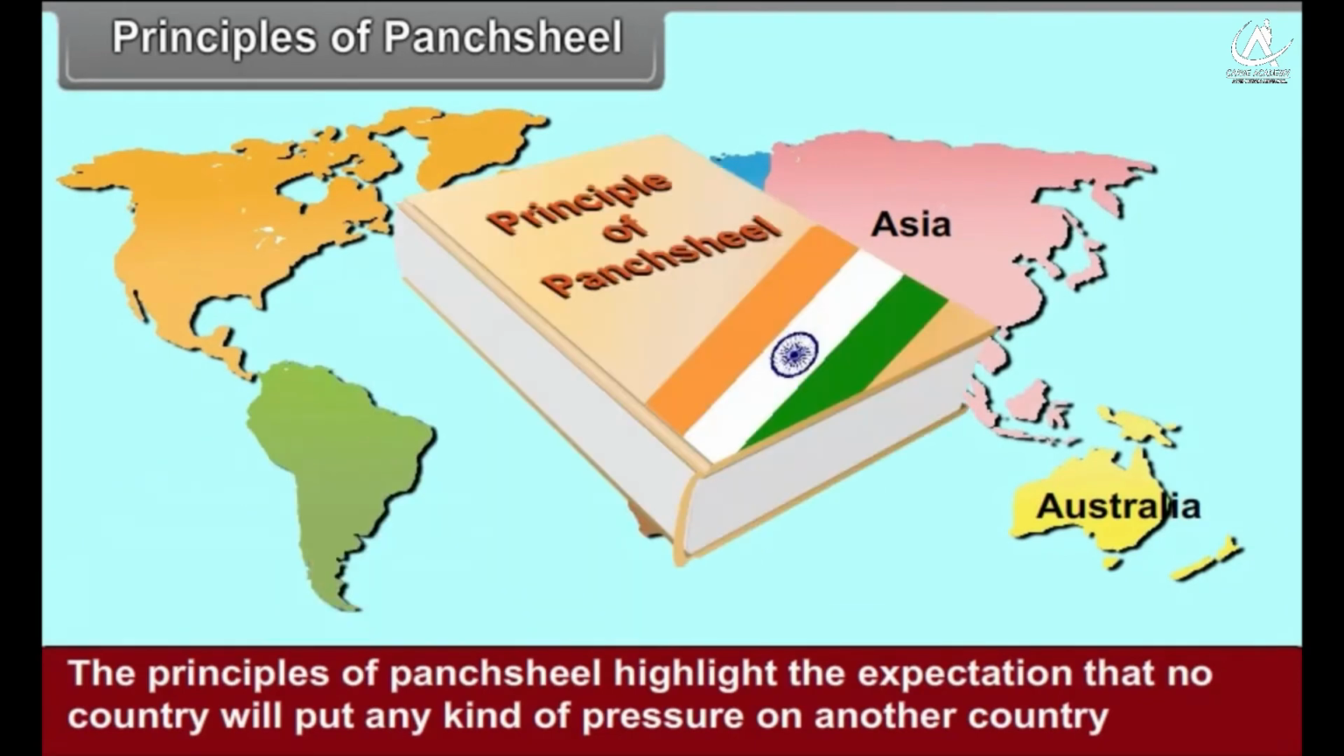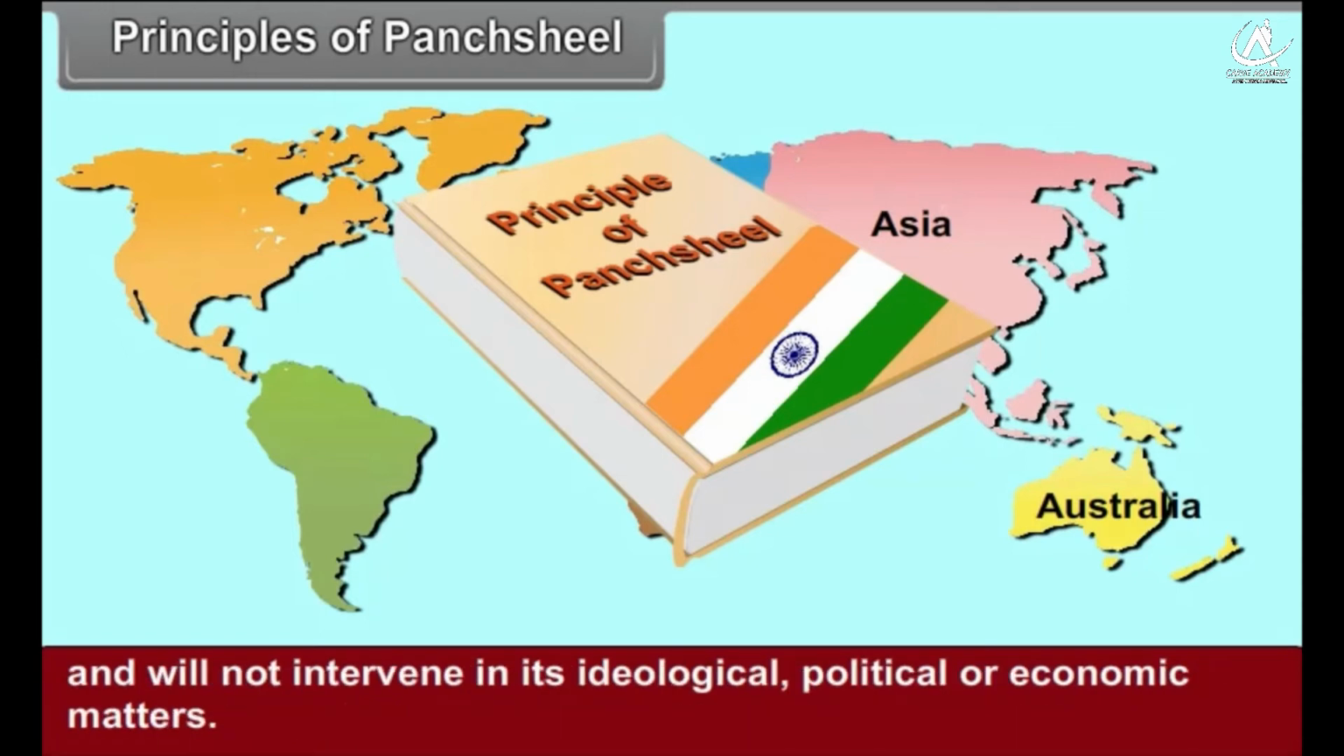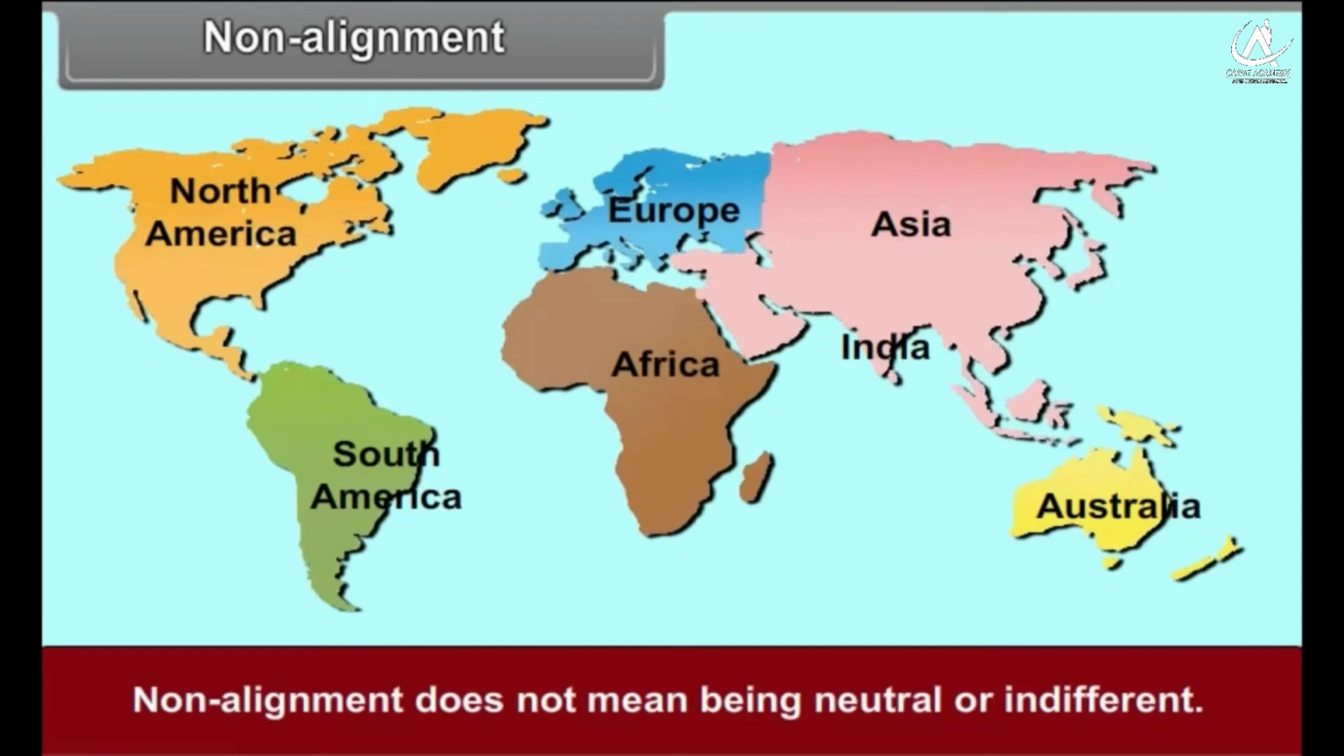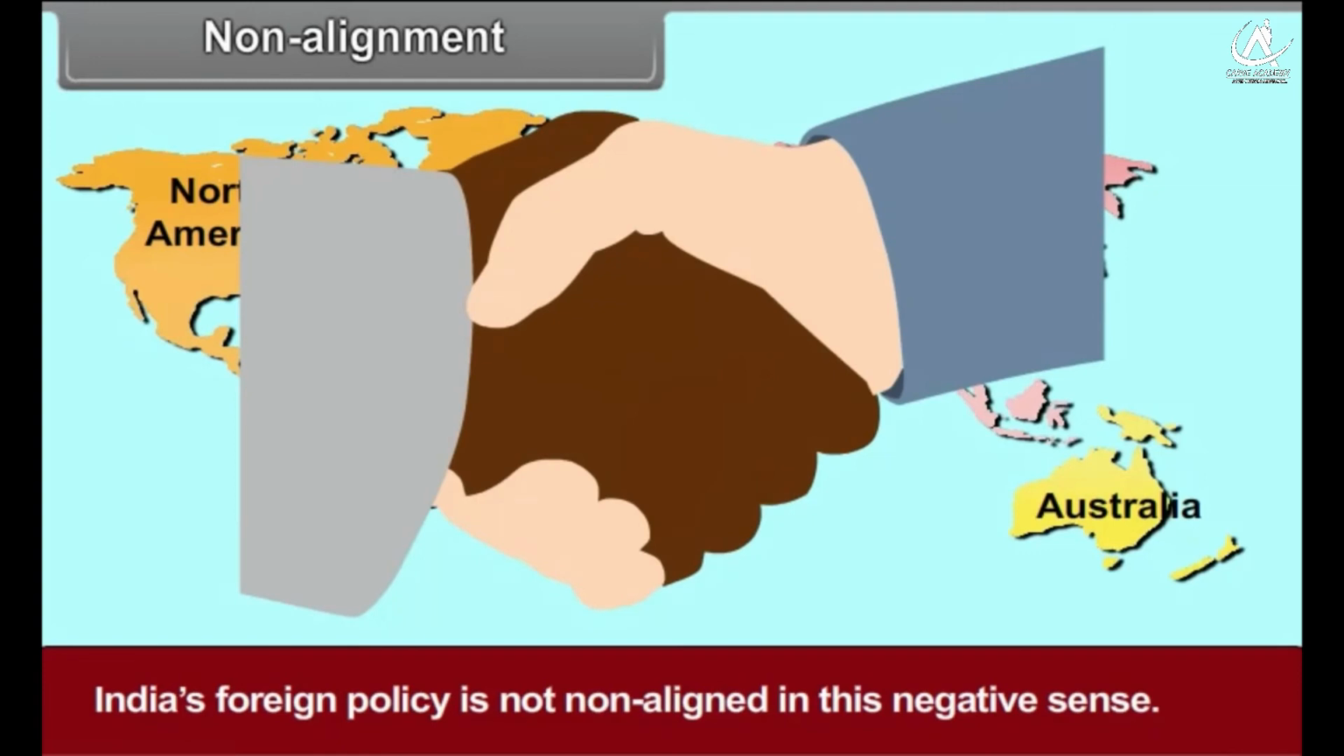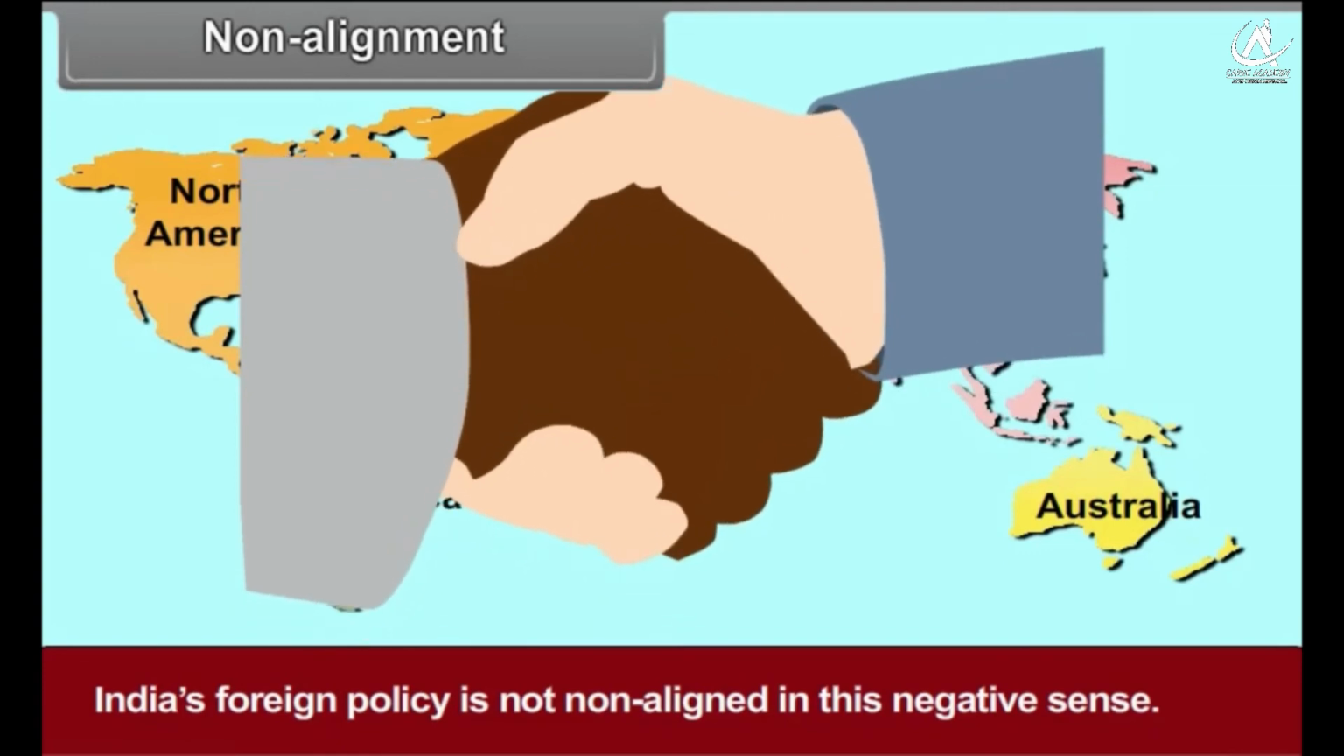The principles of Panchsheel highlight the expectation that no country will put any kind of pressure on another country and will not intervene in its ideological, political or economic matters. Non-alignment. Non-alignment does not mean being neutral or indifferent. India's foreign policy is not non-aligned in this negative sense.